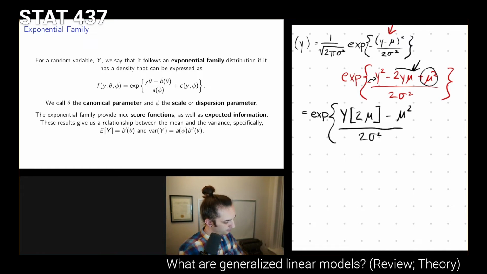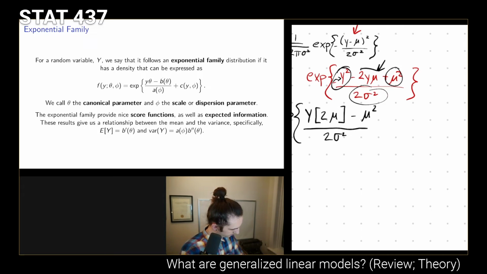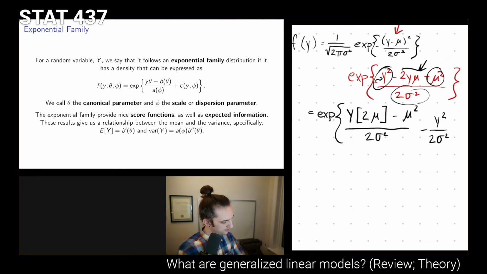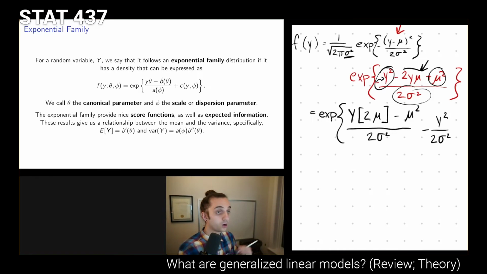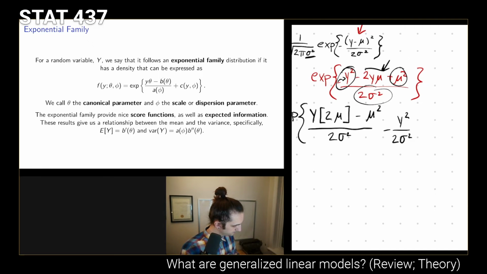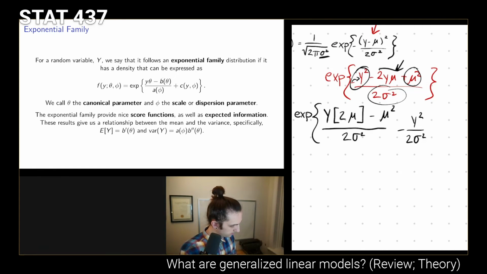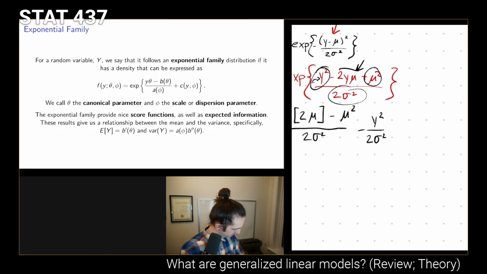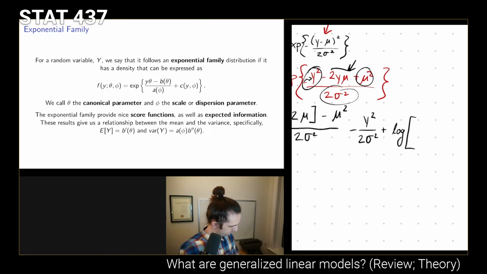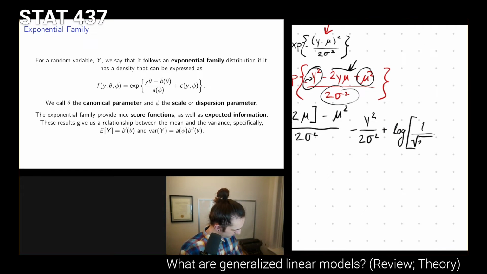And then what do we have left? Well, we have this minus y squared over 2 sigma squared term as well. So I'll write that minus y squared over 2 sigma squared. And then we have this constant term out front, and it's constant because we're assuming sigma squared is known, right? And so if we want to put that into the exponential, then we need to write it as the log. So what we can do there is say plus the log of 1 over square root of 2 pi sigma squared.